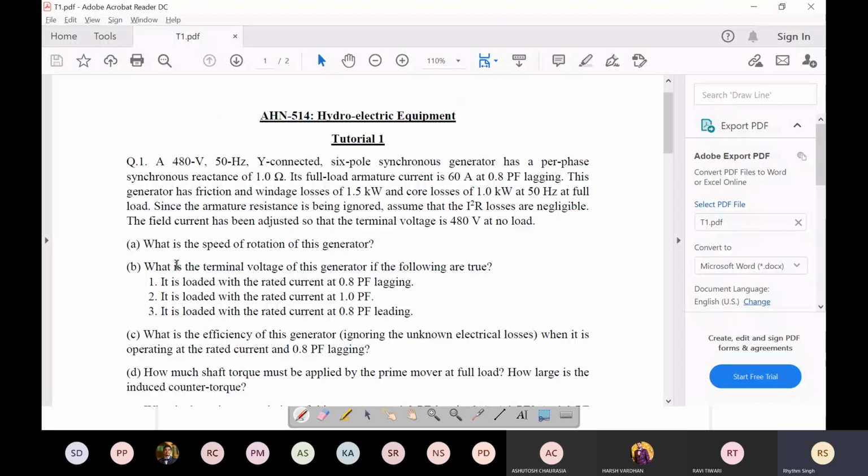So the generated EMF per phase is this value. This is now known. Now it says 3 cases are given. What is the terminal voltage of this generator if the following are true? 3 different cases. So in each case, the magnitude of current is same as the rated current, that means 60 amperes, but the power factor is changing. Sometimes it is lagging, sometimes leading, and sometimes unity power factor.